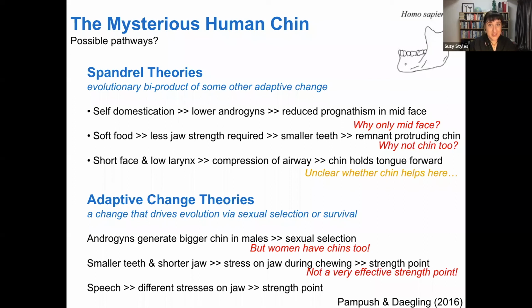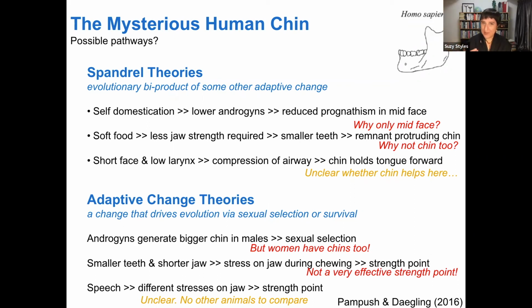The final adaptive change theory suggests that there might be something to do with speech and different stresses on the jaw that again require some kind of strength point to anchor either the muscles of the tongue or other articulatory gestures. And this one's really challenging for us because once we get into the domain of speech, we don't really have a comparison species. It's hard for us to go out and wonder whether we require it because we vocalize more or we require it because we vocalize differently when no other animal uses language quite the way that we do.